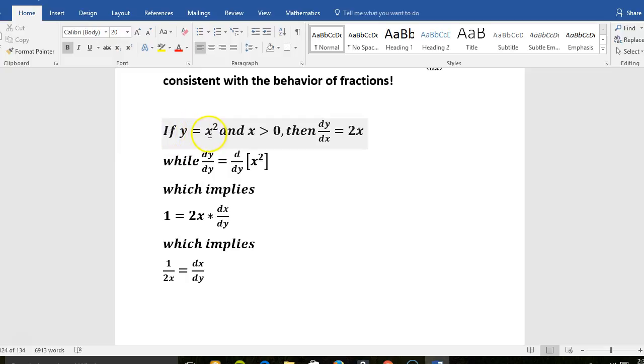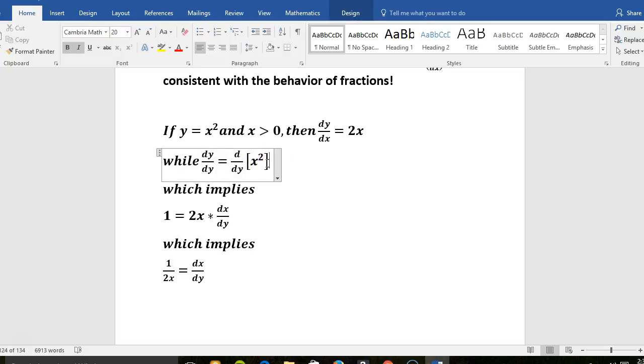If y equals x squared and if x is greater than 0, this is the standard parabola, and we just want to look at the right side, not even the origin. We just want to look at the stuff purely in quadrant 1 for y equals x squared. Then for quadrant 1, dy by dx will equal 2x, while on the other hand, dy by dx is going to equal dy by dx of x squared.